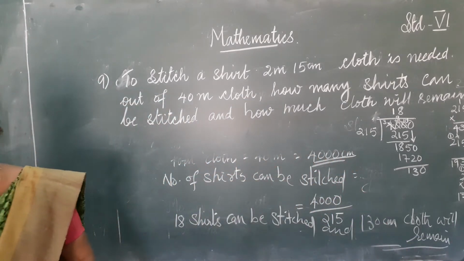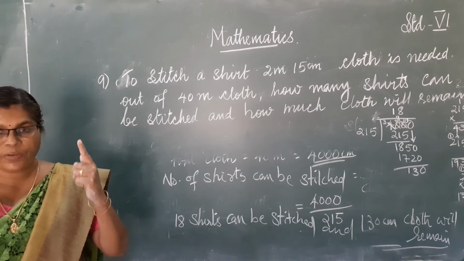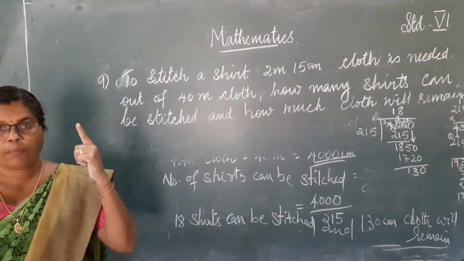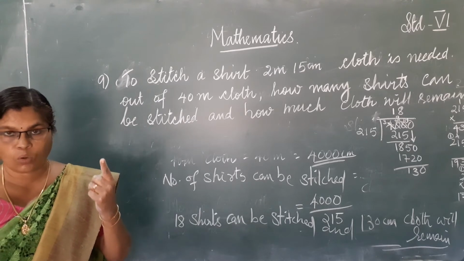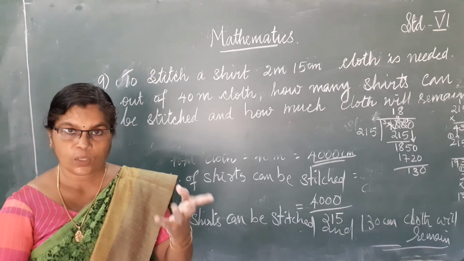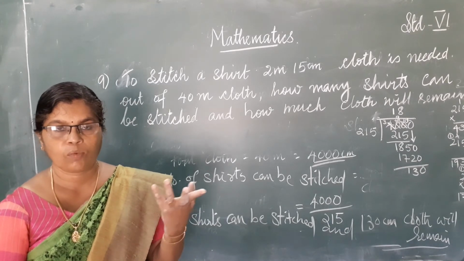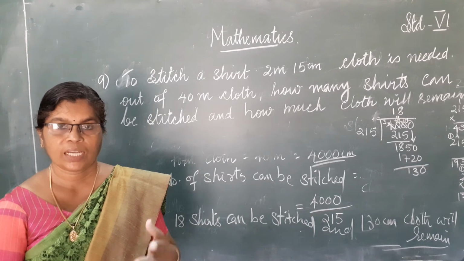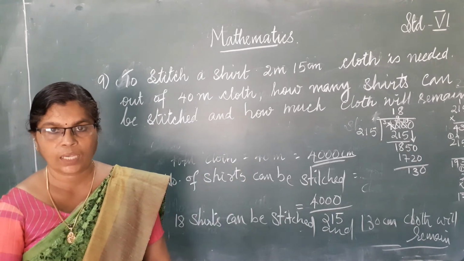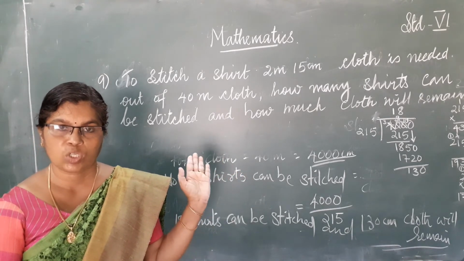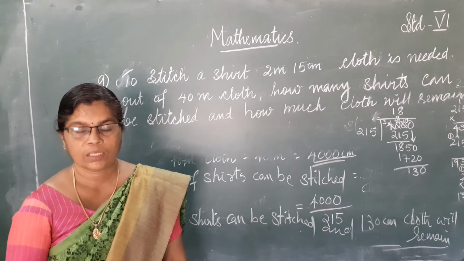Understood, children? So, from the total cloth, how many shirts can be stitched? We know how much cloth is required to make one shirt. If you know one shirt's cloth, then we have to divide the total cloth by one shirt's cloth. That way we get the number of shirts that can be stitched out of the total cloth. So here we can stitch 18 shirts, and the remaining will be the remaining cloth, 130 centimeter.